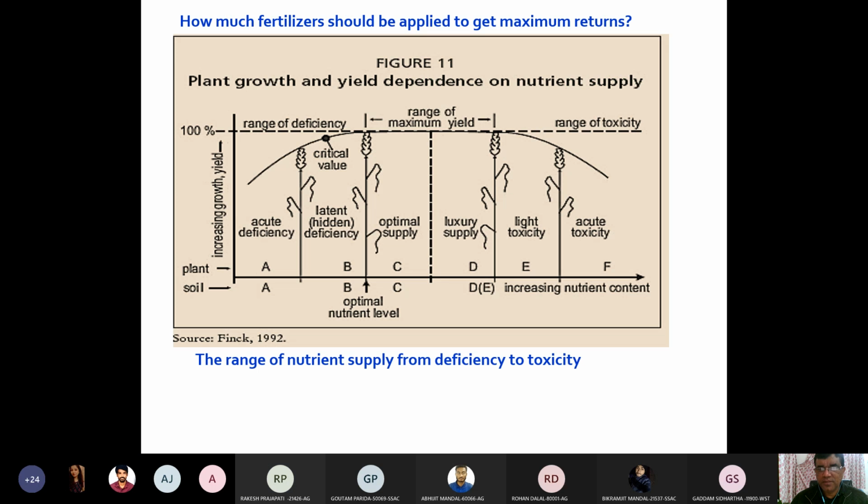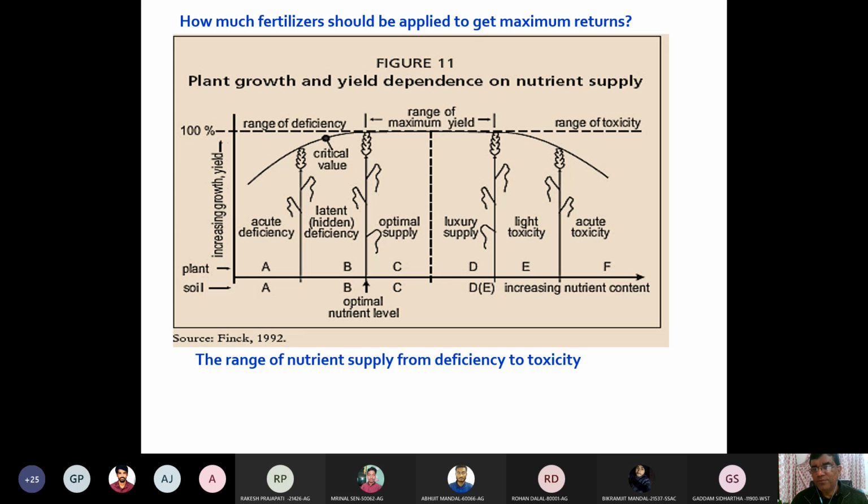Yes, sir, I have a question. Is the critical level of toxicity where we will get the point of critical level of toxicity? Yeah, in the beginning you will get light toxicity, and if your level of nutrient goes on increasing in the plant or in the soil, the critical level is explained for both level of nutrient in soil or level of nutrient in plant. For both cases, it is explained.